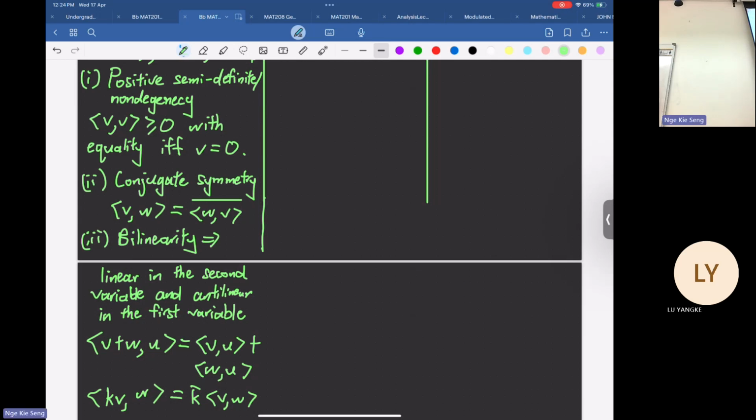This one actually can be derived from conjugate symmetry. The inner product of V and V equals the conjugate of the inner product of V and V. So what's the number that equals its conjugate? It is a real number. Yes, that's right. Good. Because really this inner product is meant to imitate the length.